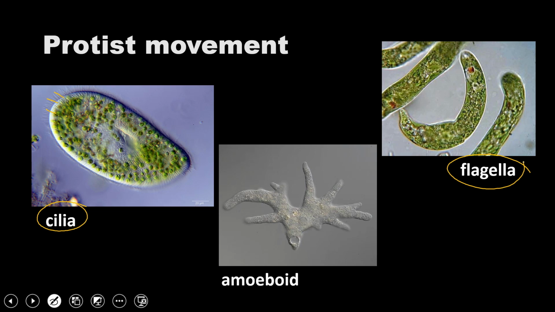Flagella, like you see on this euglena over here, which is a type of algae with a long whip that it thrashes back and forth and motors it through the water. And then amoeba, of course, move through these long sort of tentacles or arms that just kind of grow and ooze out in different directions.